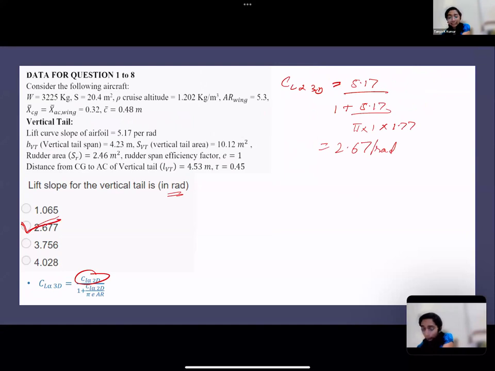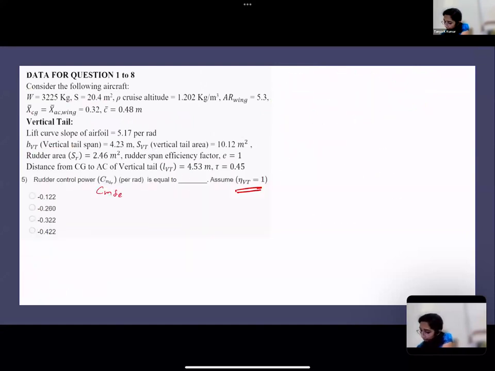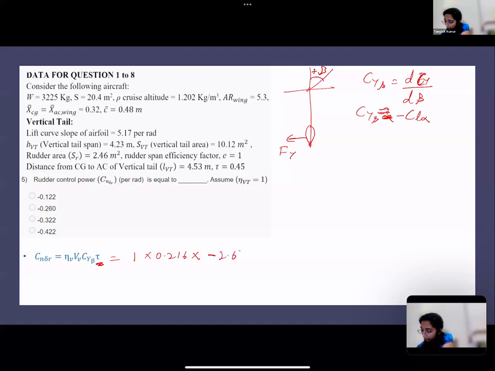Yes, here. So it was 2.677. So I just substituted. It's negative 2.677 into tau, which is 0.45. So your final answer, because we know our Cn delta R should be negative, there will be a negative sign and all of your options are negative. That negative sign comes because positive beta produces negative force. So your Cy beta is negative. Okay. So just find this out. Minus 0.26, correct. Minus 0.26.